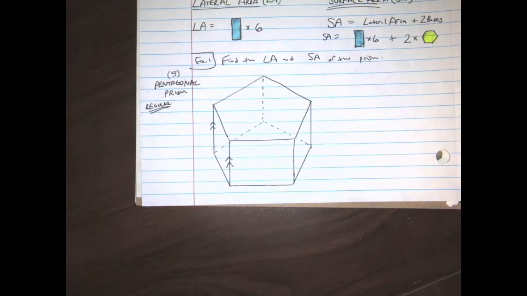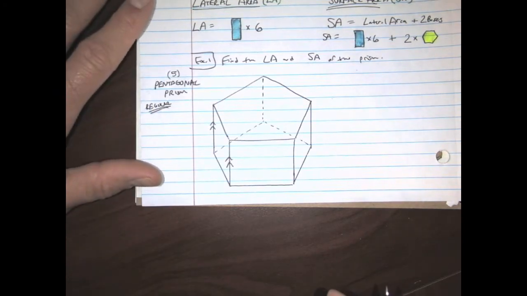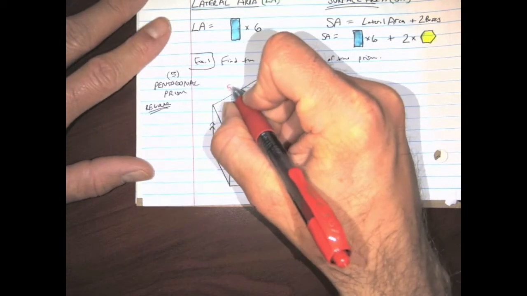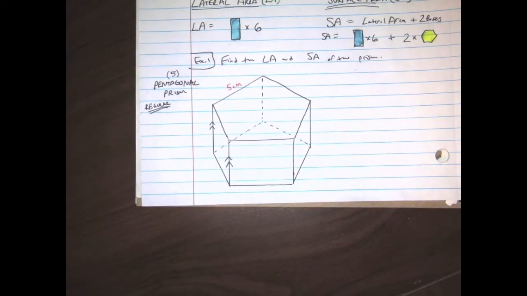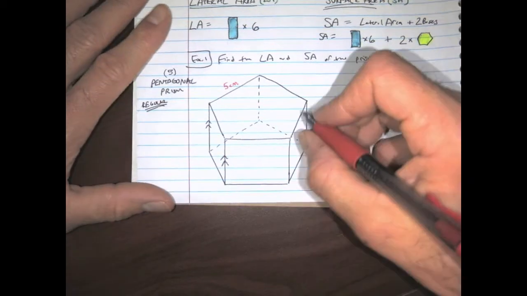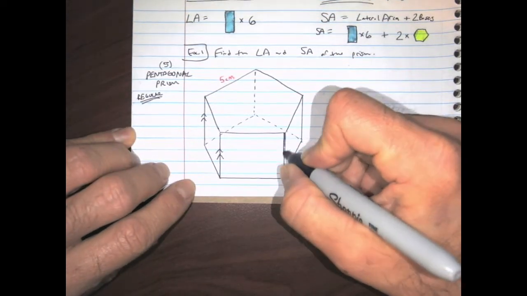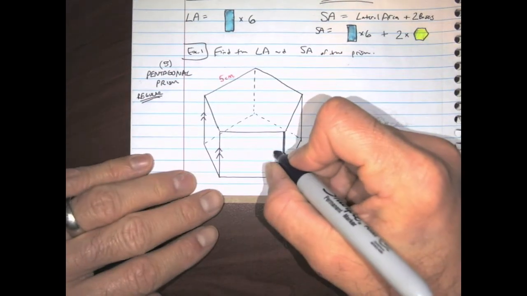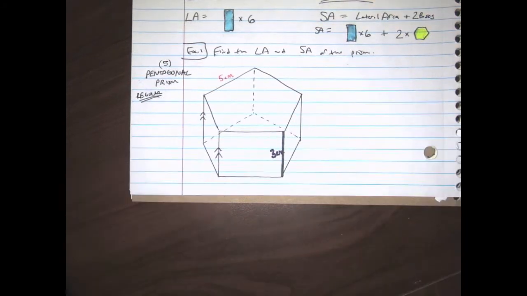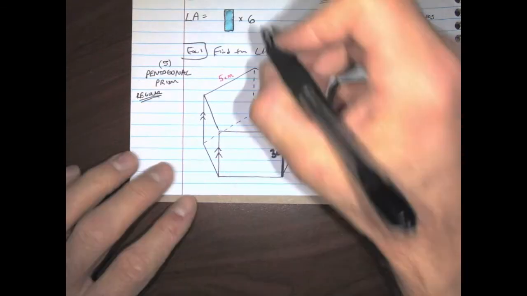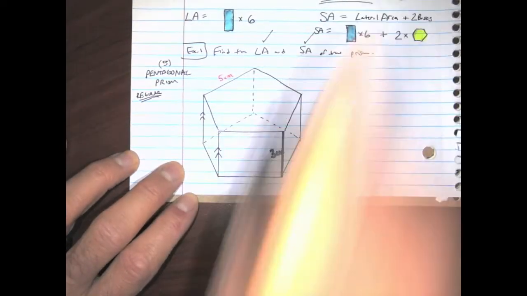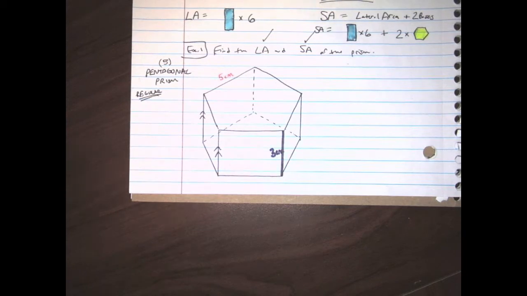I'm going to give you a couple things here, folks. I'm going to tell you that one of these side lengths is 5 centimeters. And I'm going to tell you that the height of this prism, let me say that again, the height of this prism from here to here is 3 centimeters. Sweet. That's it. That's all I'm going to give you. I'm going to give you nothing else. We need to find the lateral area and the surface area of this prism.